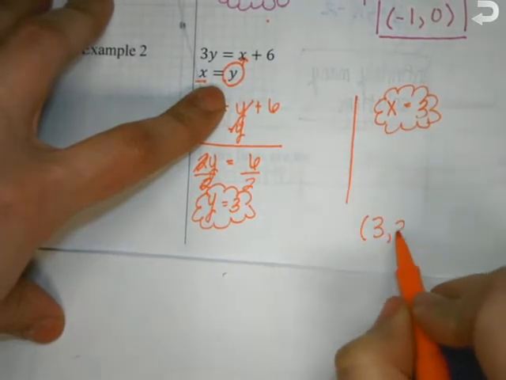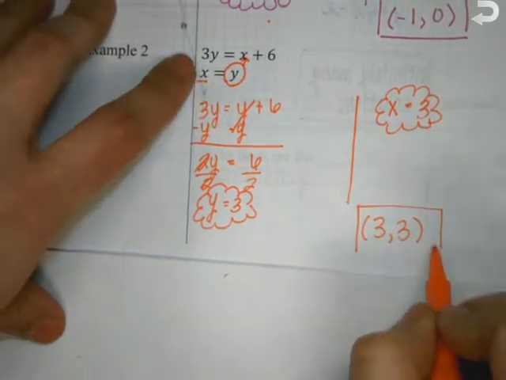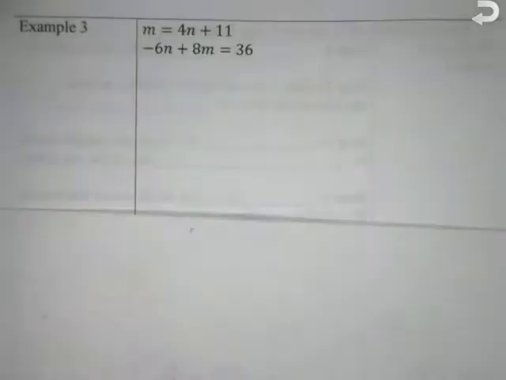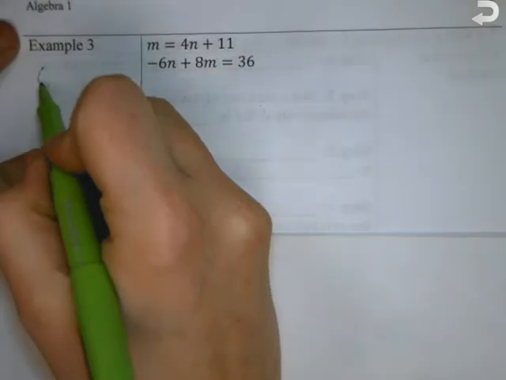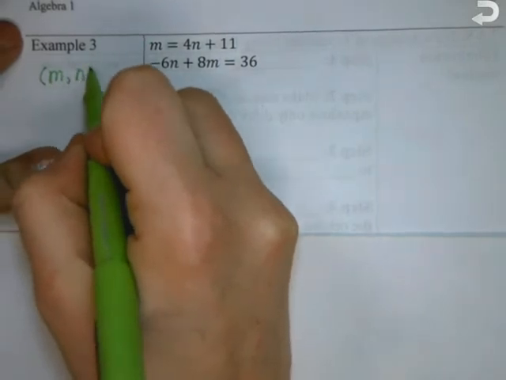Example 3. Now, sometimes they're not going to give you x and y. You'll get different letters. Just make sure that when you write it as an ordered pair, you write them in alphabetical order. So we're using m and n here. So your answer is going to end up being m, comma, n. So just make sure you do them in alphabetical order. Alright, so we need to solve for a variable here. Is there a variable already solved for?